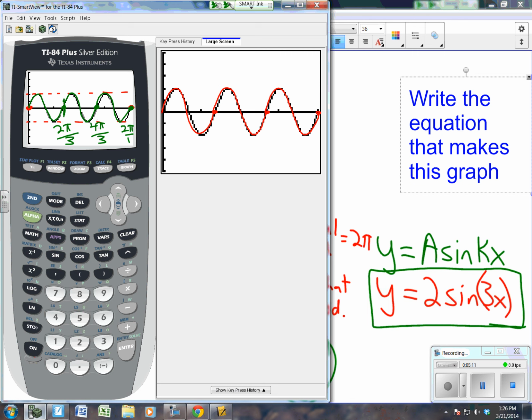So do you see the relationship between k and P? The period is the new length that it takes to complete one cycle.